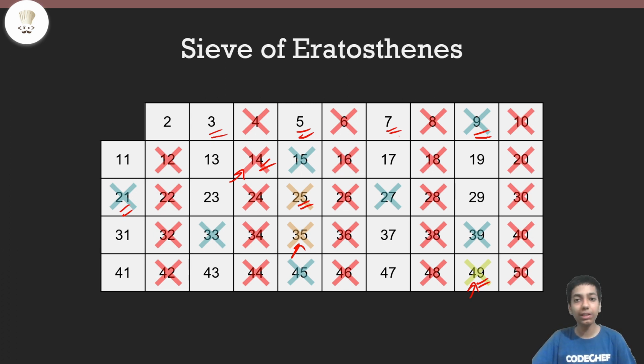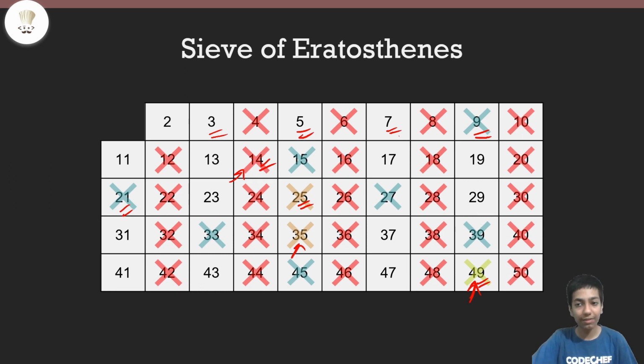21 has already been cut off when we were considering the multiples of 3. The first multiple of 7 that has not been considered yet is its square, right? 7 into 7, that is 49, and after that, all of 7's multiples. The idea behind the algorithms that we have discussed in this playlist, all the three algorithms, is optimization through pruning. We do not need to consider those possibilities that have already been handled automatically.